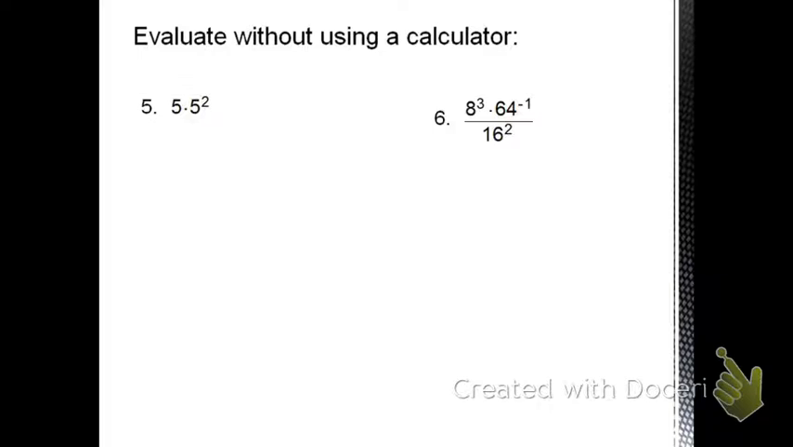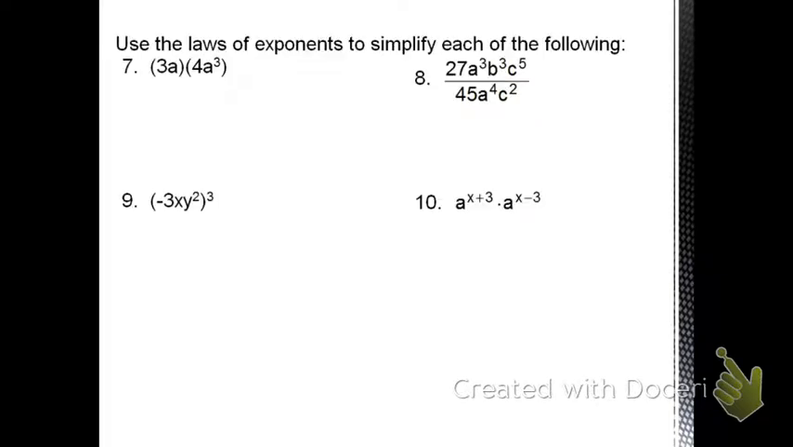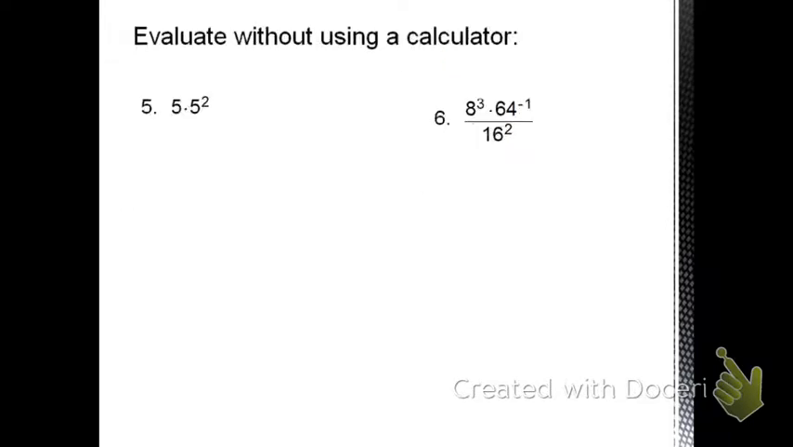All right. Look at number 5. And it's weird, I know. It kind of looks like number 5 is a part of the problem, and it's not. So let me go ahead and separate it like that. This is 5 times 5 squared. So what we really have here is 5 to the 1 power. It is not there. It's invisible, but it's understood to be there.